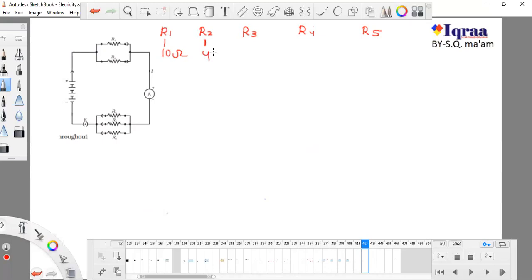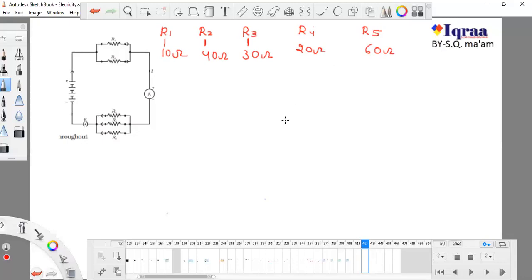R2 is 40 ohm. Most of you made a mistake in your test. The SI unit of resistance is ohm, so if you are going to find out resistance, you have to write ohm. Otherwise the examiner will cut your marks. R3 is 30 ohm, R4 is 20 ohm, and R5 is 60 ohm. That is the value.